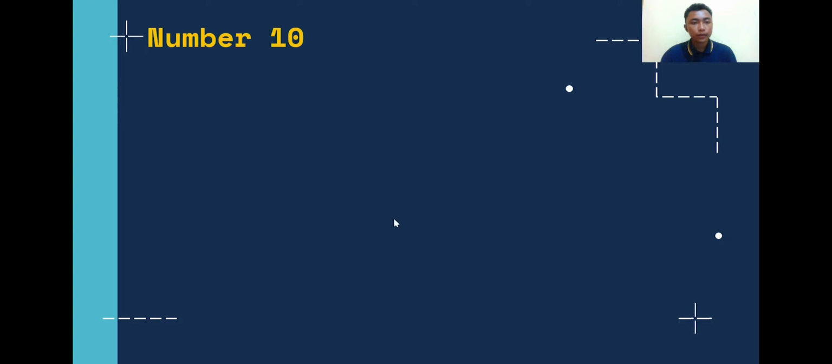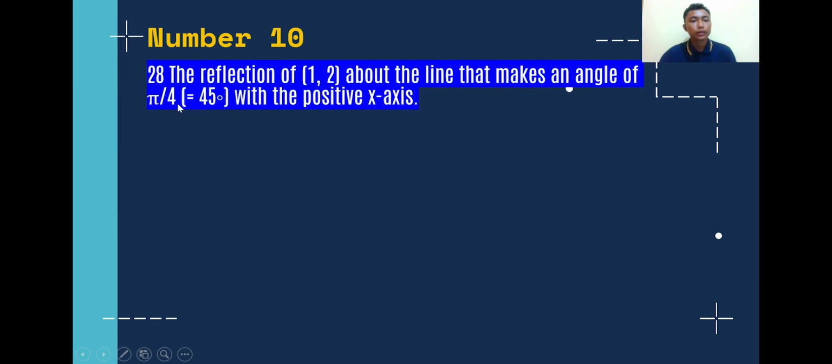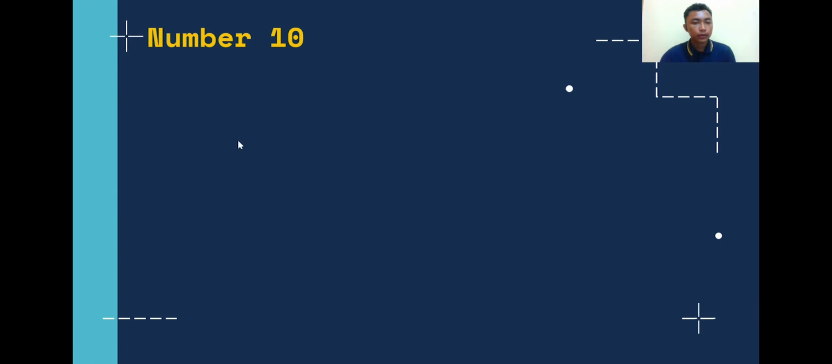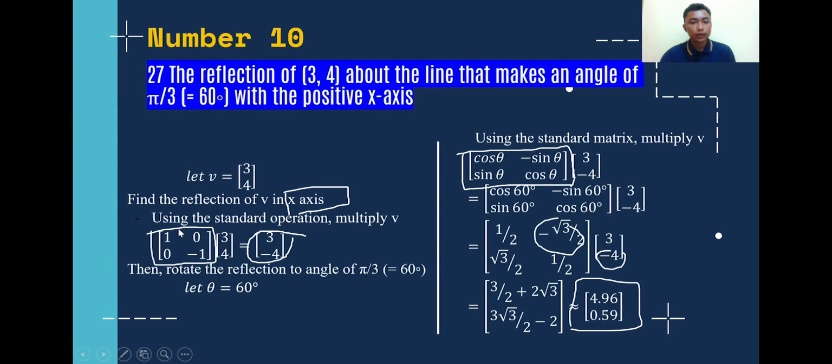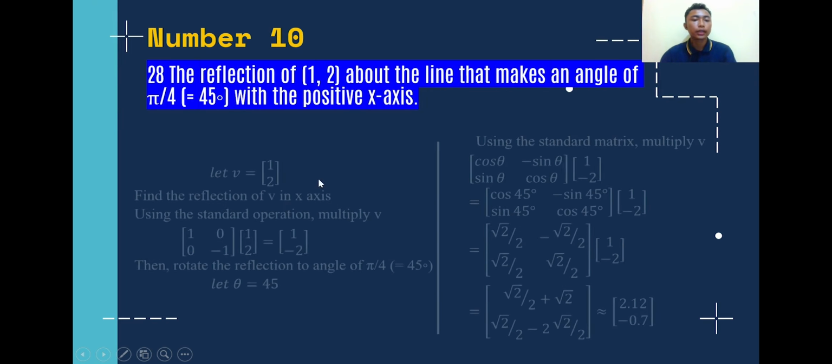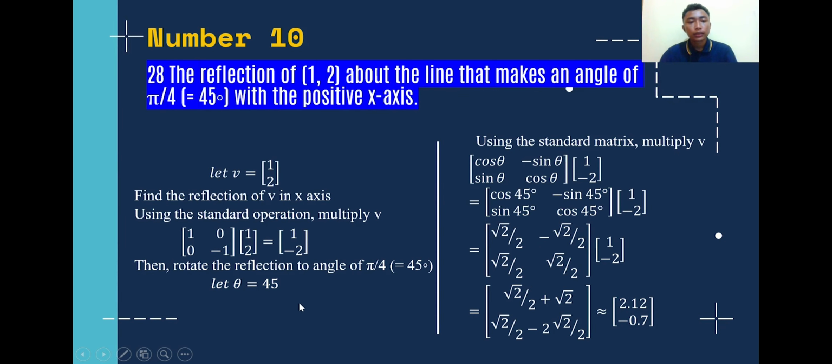Next, the second question is the reflection of (1,2) about the line that makes an angle of π/4 with the positive x-axis. I think this has the same way as before, because the difference is just in the coordinate and the value of the degrees. So roughly the procedure is the same.